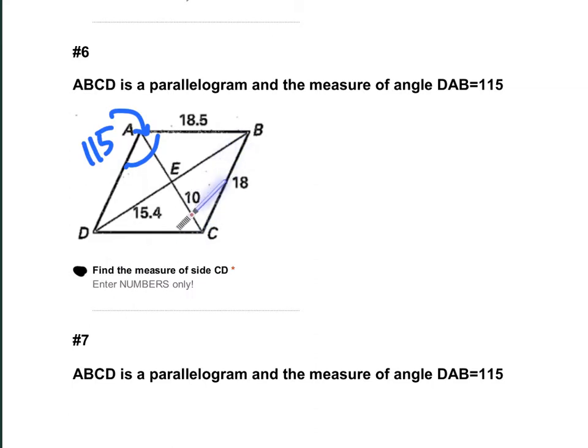Okay, BC is 18, AB is 18.5. All right. This information about the 115 may not be that important for this one.